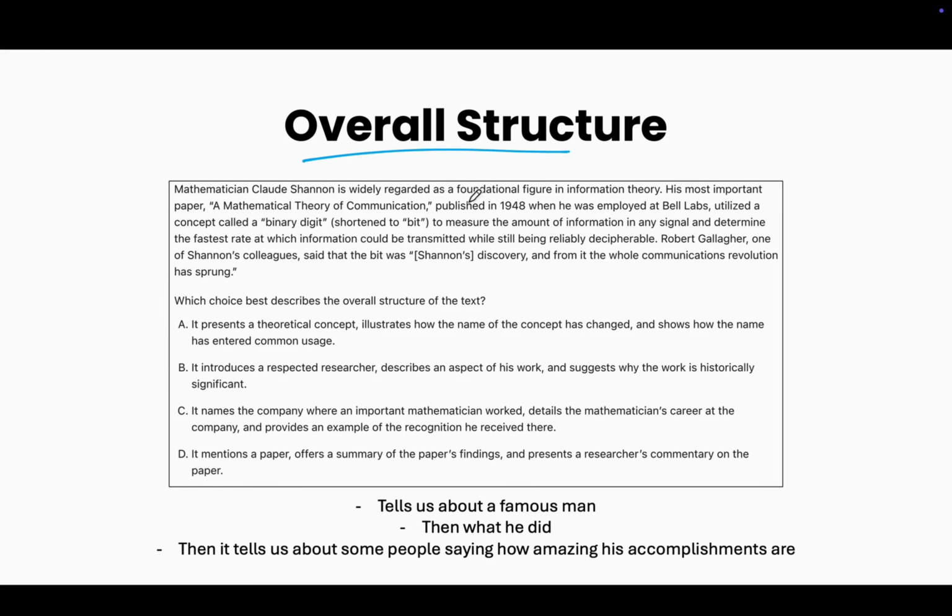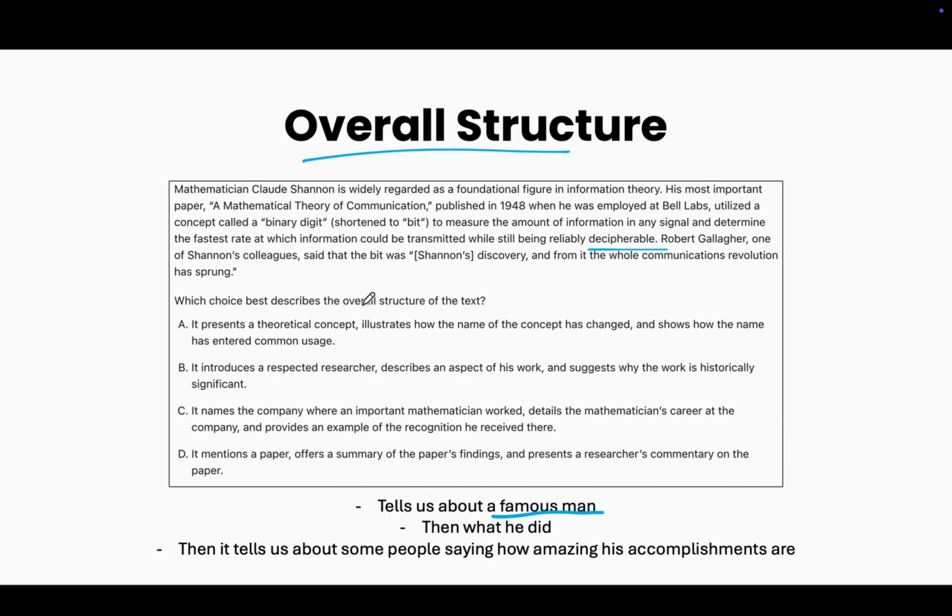Mathematician Claude Shannon is widely regarded as a foundational figure in information theory. This line introduces a famous man. I'll use the paper method to write this down on the scrap paper I'm given on Thursday. Next, it says his most important paper, A Mathematical Theory of Communication, published in 1948 when he was employed at Bell Labs, utilized a concept called a binary digit, shortened to bit, to measure the amount of information in any signal and determine the fastest rate at which information could be transmitted while still being reliably decipherable.